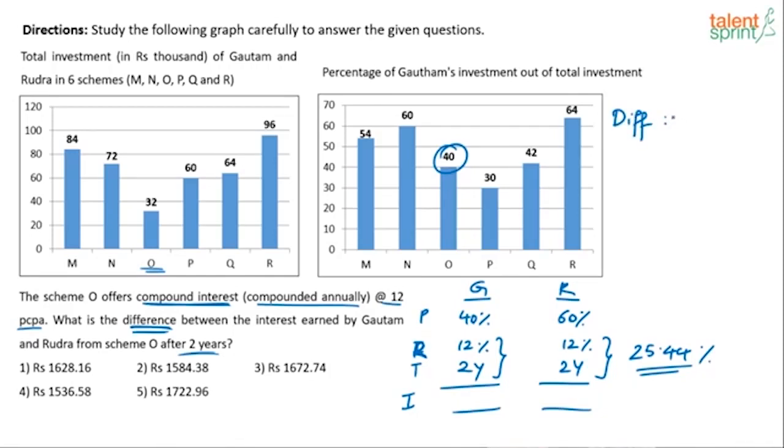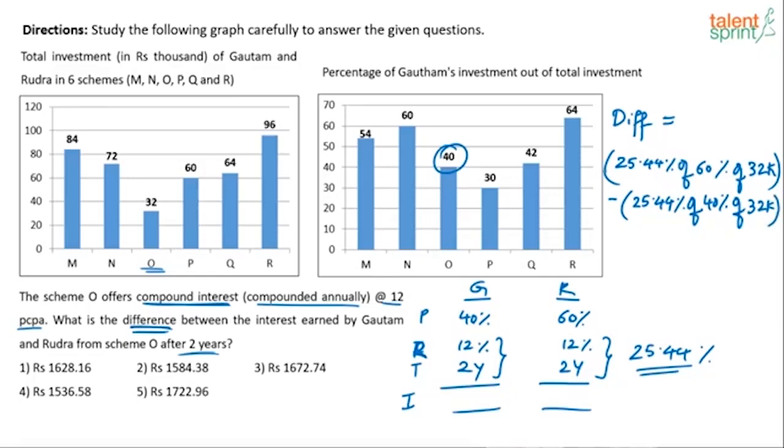Difference is equal to, see, what is Rudra's interest earned? 25.44% of Rudra's investment, which is 60% of 32,000. This minus Gautam's interest. How much will Gautam get? He'll get the same 25.44%, but on his investment, which is 40% of 32,000. So the point I was trying to make is, instead of calculating these two individually and then taking the difference, you better take the difference of these two, because 25.44% is common. 32,000 is also common. What is not common is 60 minus 40.